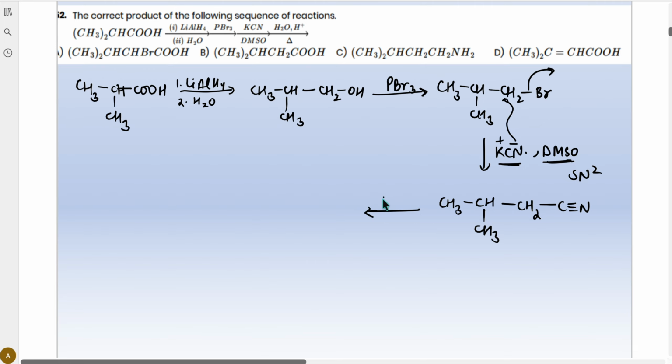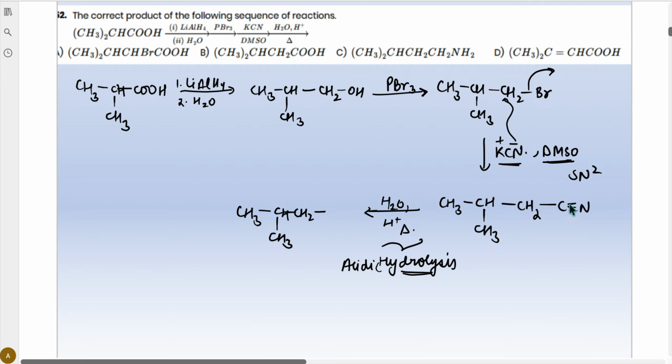And finally you add water in the presence of H positive, and heating you do. This is known as hydrolysis of cyanide. So what will happen? Acidic hydrolysis will happen, and you will get CH3, CCH3, CH2, and this cyanide will be broken, all bonds will be broken, and will make carboxylic acid and ammonia.